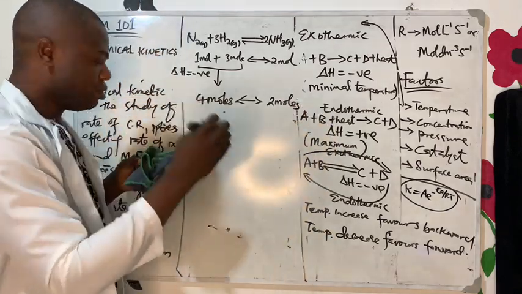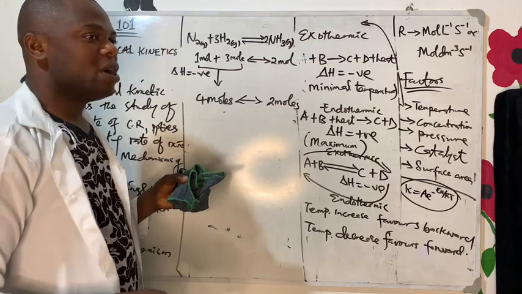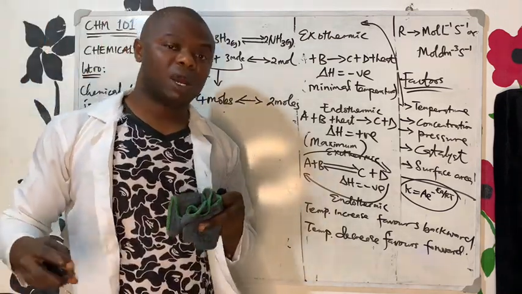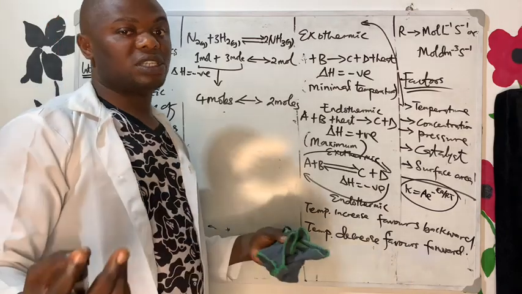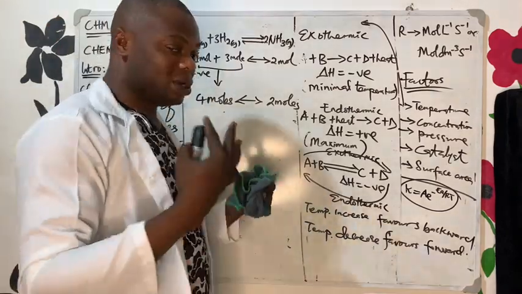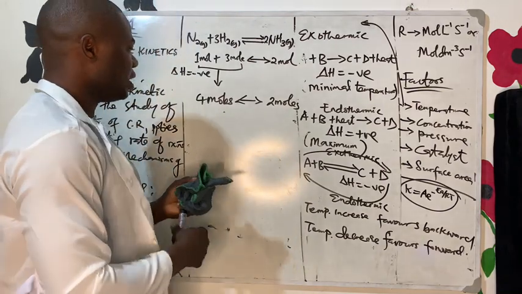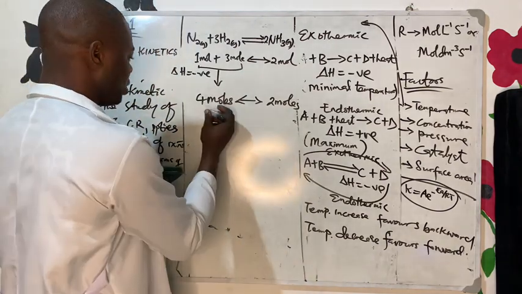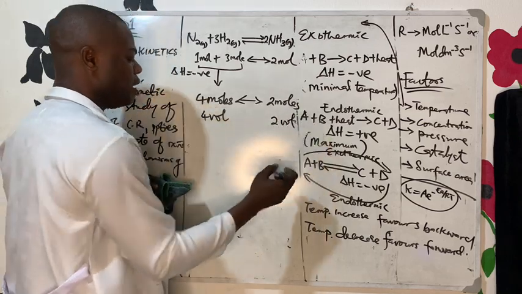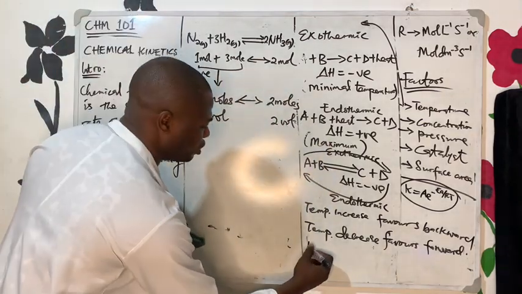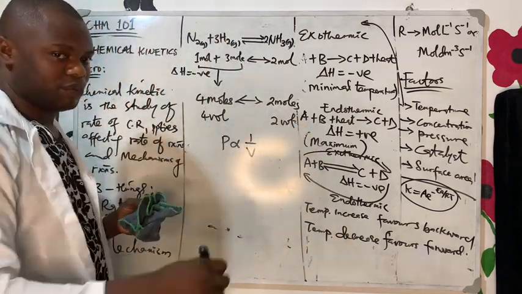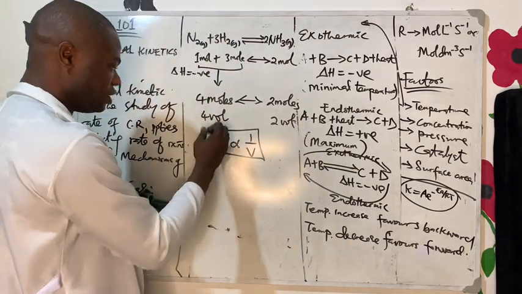Look at this. Now, I want you to know that 1 mole of a gas is equivalent to 1 volume of a gas, according to Avogadro's hypothesis. What does it state? Equal volumes of all gases at the same temperature and pressure contain the same number of moles. So with that, 1 mole is equivalent to 1 volume, so we can put 4 volumes here and 2 volumes here. But one thing I want you to understand is that pressure is always inversely proportional to volume. So this is the relationship.